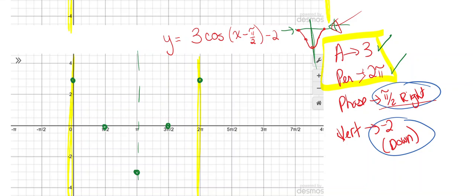Now, what I usually do is I see how far this is. See how this is 1 big box? So I'm going to count 1 big box for my pi over 2 to the right and then down 2. So slide it over right pi over 2, and then down 1 unit, 2 units. That's right there. Okay? So this point moved there. I'm going to erase that just so I don't get confused by it.